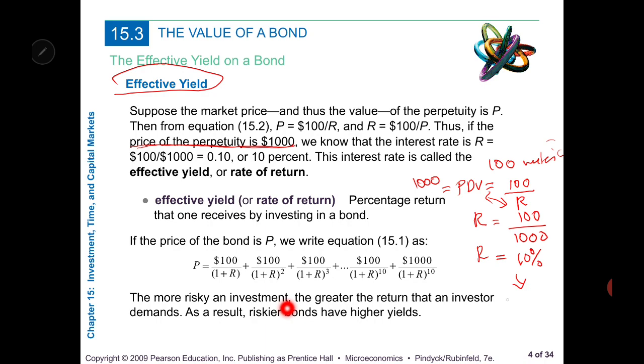This is what we call effective yield. This is the effective yield that you are receiving when you make this purchase. When you buy a bond at 1,000, knowing that you receive 100, that means you are getting a rate of return, what we call the effective yield on the bond, of 10%.